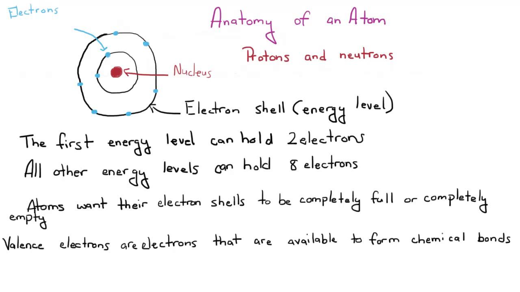Atoms want their electron shells to be completely full or completely empty. This means they want 2 in the first level or none in the first level. They're going to want 8 in the second level or none in the second level. Valence electrons are electrons that are available to form chemical bonds. Atoms with a full valence shell are not reactive. For example, helium has 2 electrons in its first shell, no electrons in any other shell. Helium is not a chemically reactive atom.